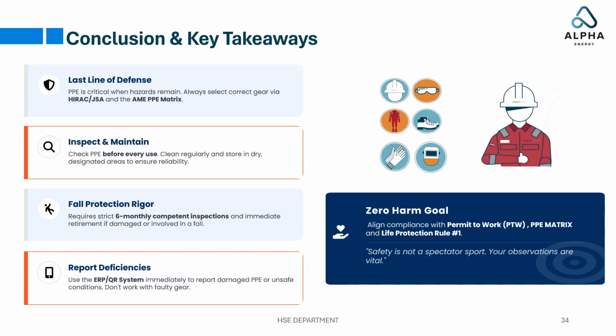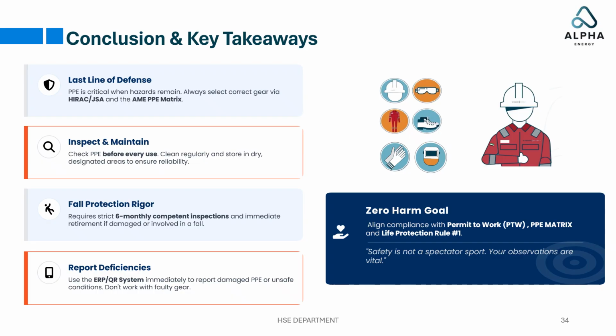The PPE conclusions and key takeaways emphasize that personal protective equipment serves as the last line of defense when hazards persist, requiring selection via HIRAC, JSA, and the AME PPE matrix. The document mandates that workers inspect PPE before every use, maintain cleanliness, and store gear in designated dry areas to ensure reliability. Strict fall protection rigor is also required, including 6 monthly competent inspections and the immediate retirement of any equipment involved in a fall or found damaged.